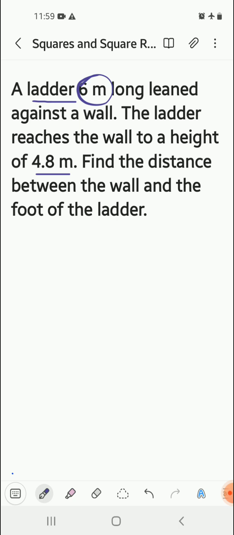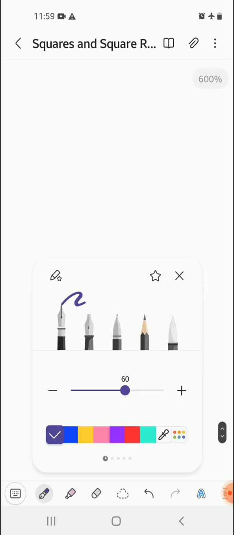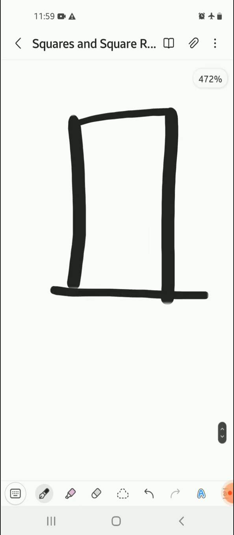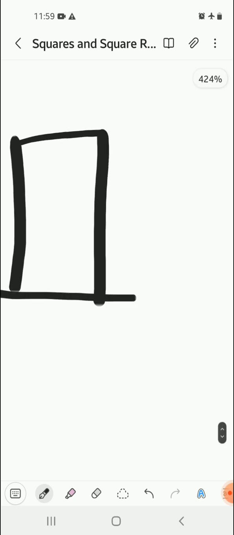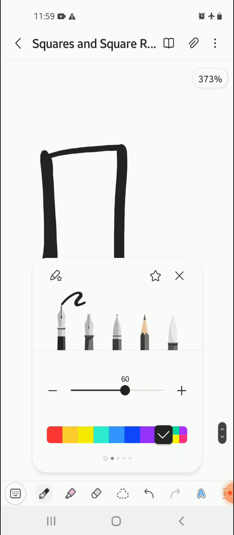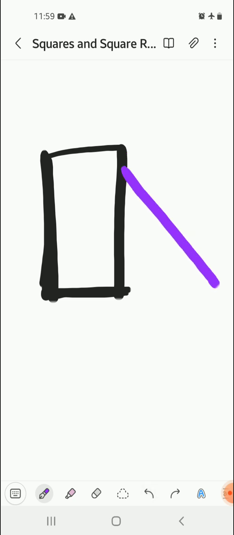So first we have to draw the diagram relevant to the question. First we're going to draw a building. Here is a building. And there is a ladder that is placed against the wall of the building, placed against the wall of the building this way.